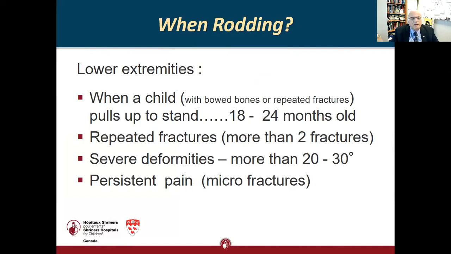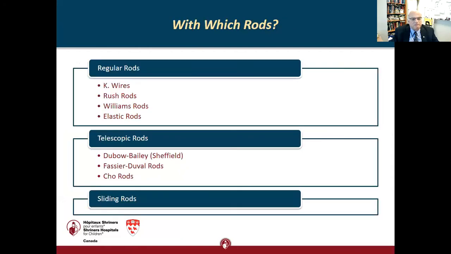When is the time of rodding? As soon as a child pulls to stand, and that's between 18 to 24 months old, or when the patient has repeated fractures, severe deformities more than 20 or 30 degrees in the coronal or sagittal plane, or persistent pain due to microfractures.